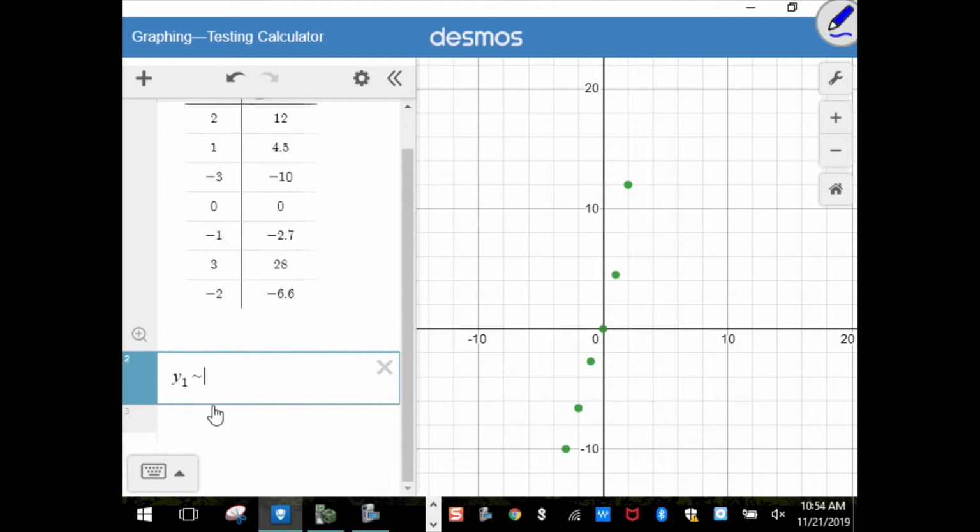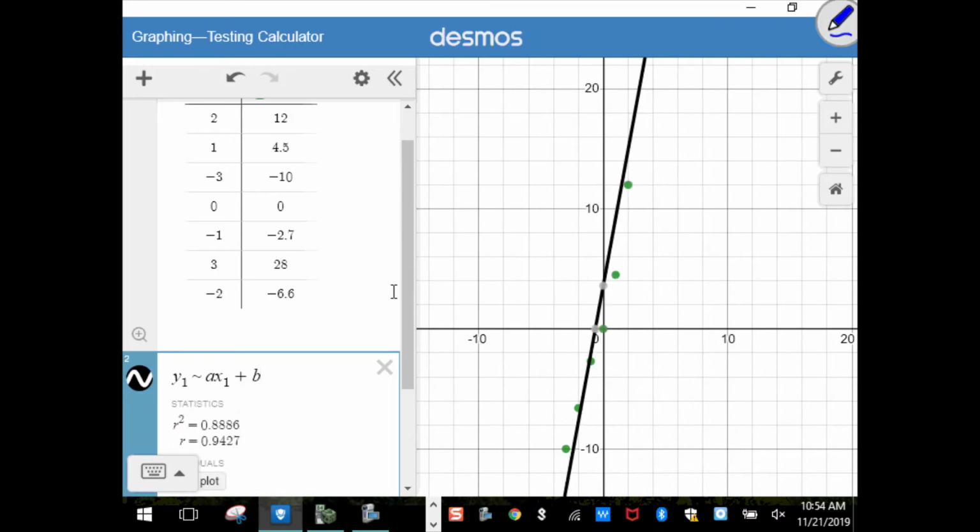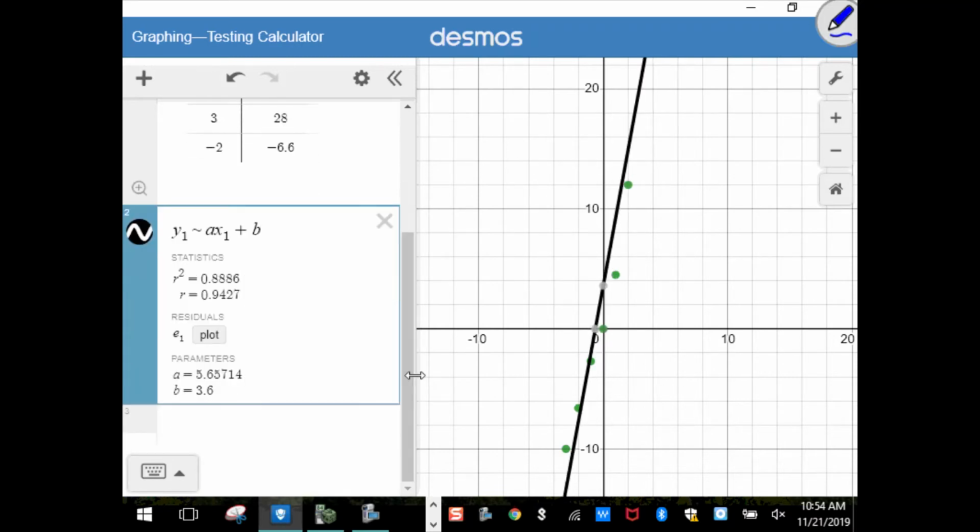Then the squiggle, which is shift and then the button left of 1 on your keyboard. And then A, X1 plus B. All this information that shows up on your screen is all that you need. Okay? Here's R. Remember what R was?